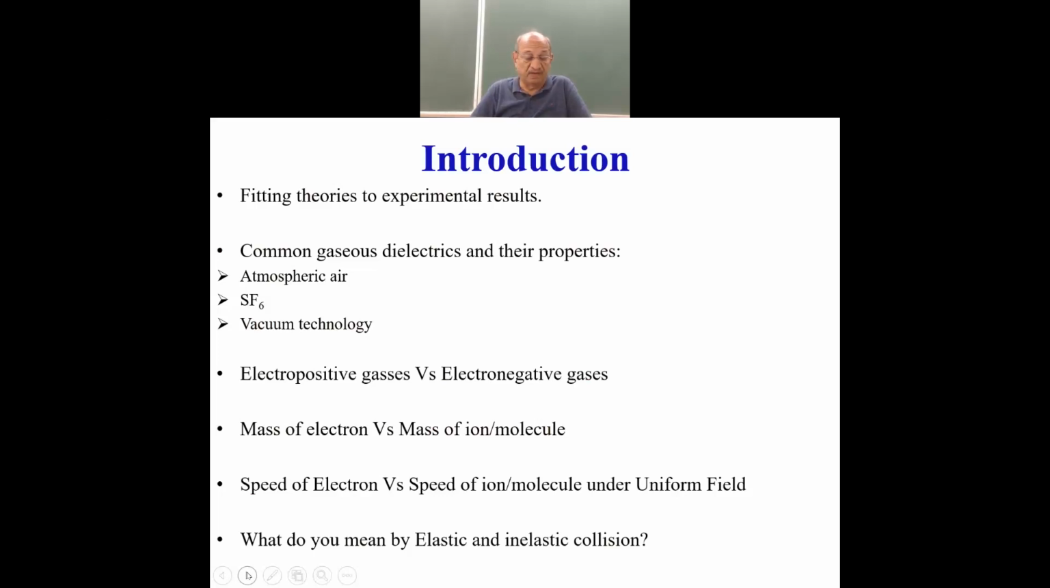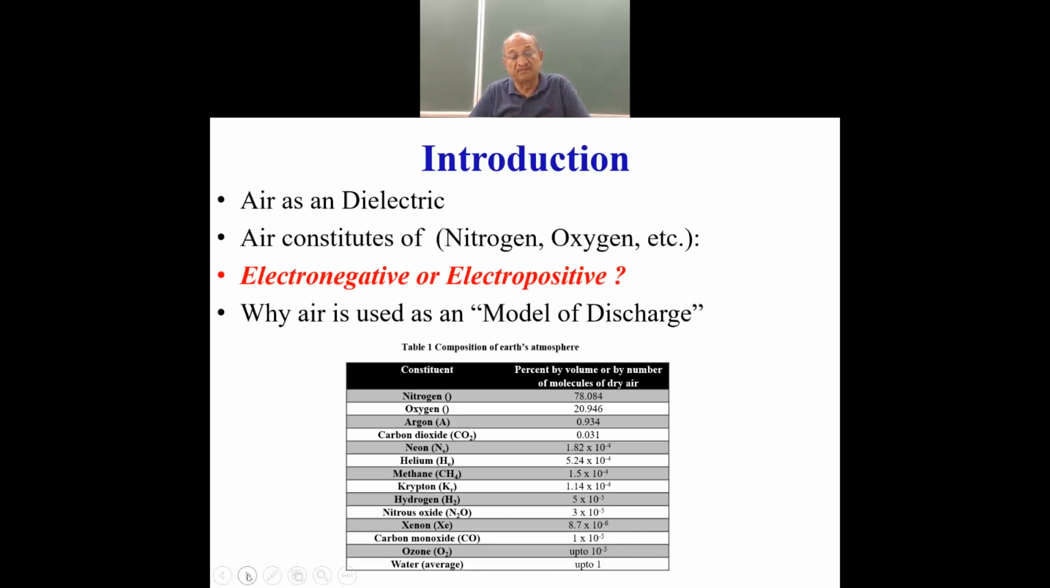And then we have two types of collisions: elastic and inelastic collisions, when an electron meets the ion. We will be discussing that also. The major portion of air constitutes nitrogen, and then the second highest composition is that of oxygen. Nitrogen is something like 78%, oxygen is 20%, and the rest of the gases in the air are very, very small percentage wise.